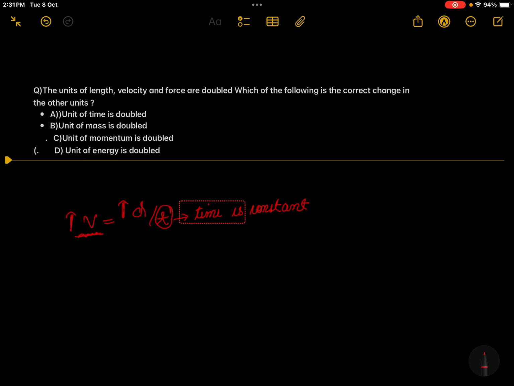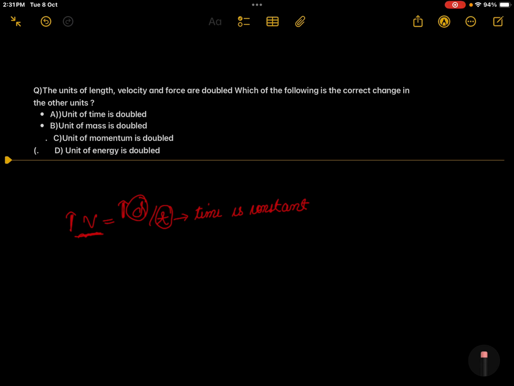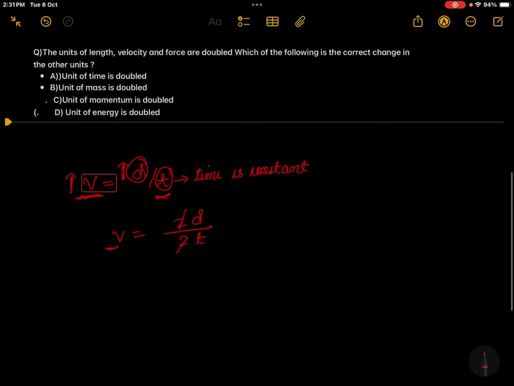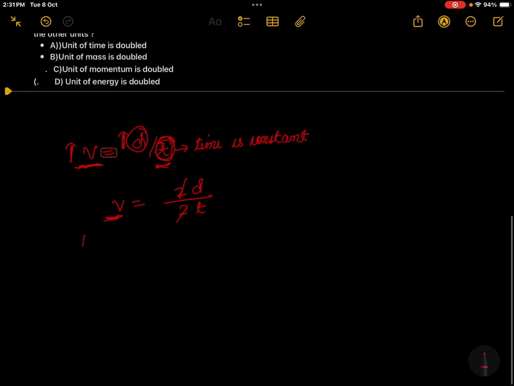Why? Since the velocity is becoming 2v, it's because the distance is also becoming double; the velocity is becoming double only because of the distance, not time. If the time were also doubled, like the distance becoming 2d and the time becoming 2t, the 2 would cancel, so the velocity would not double. Velocity is only doubled when we keep the time constant. In the question the length is doubled, so the time is constant. So option 1 is incorrect.